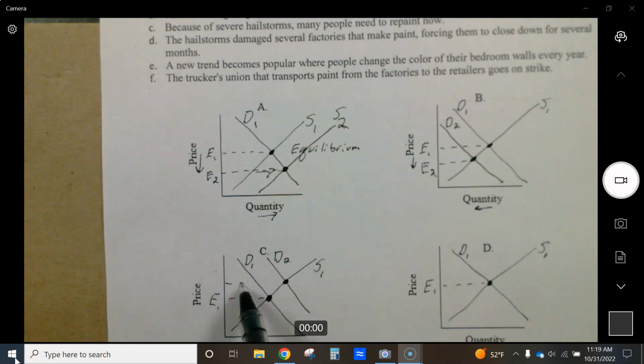And because the demand is higher, what happens to the price? The price goes up in this case.